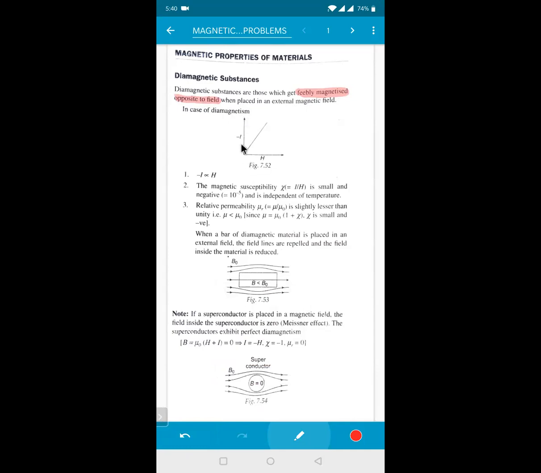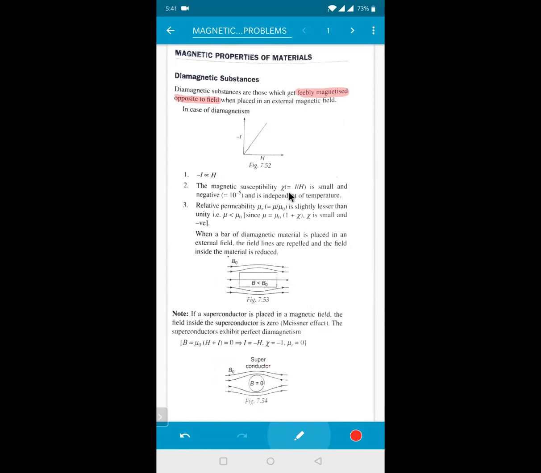Now, in case of diamagnetism, if I draw the graph between I and H, what is I? I is the magnetization, and H is the magnetic field intensity. If I draw the graph between magnetization and field intensity, it is directly proportional. I'll tell you why I will get the negative sign here.